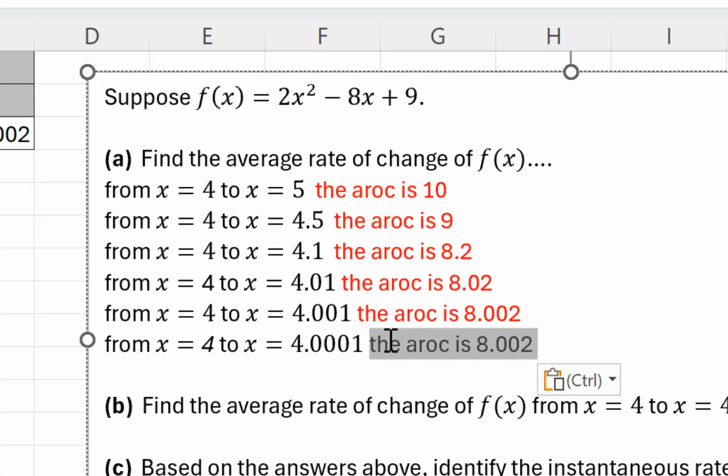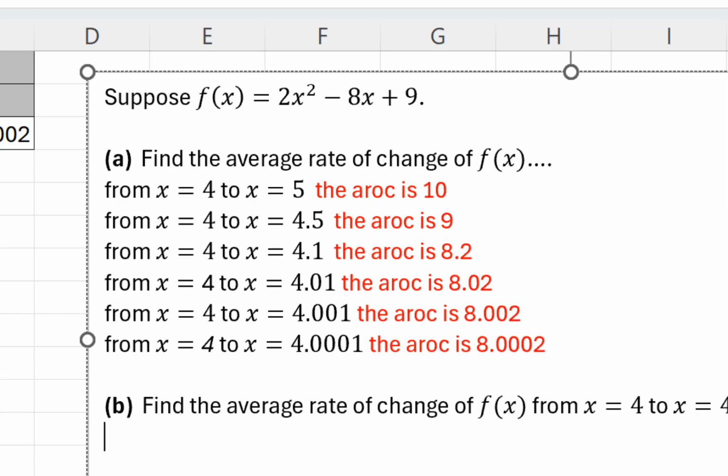So each of these calculations that we did here is calculating the slope of a secant line, and we're calculating a series of slopes of secant lines as the second x value gets closer and closer to x is 4. We see that the slopes of these secant lines are getting closer and closer to a value of 8, and that is going to be our slope of our tangent line. We'll make that conclusion in just a moment.